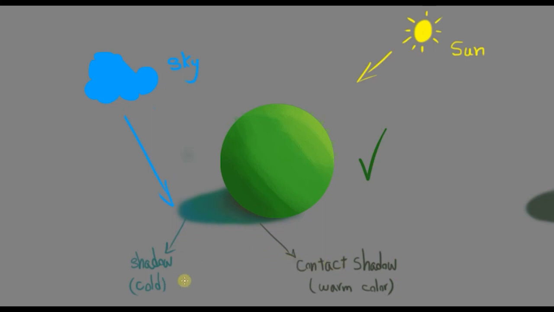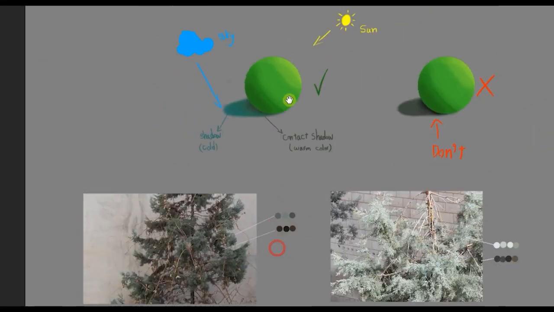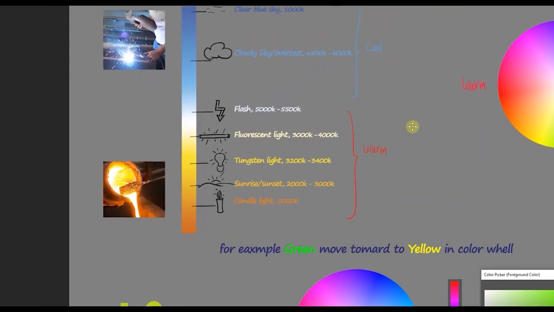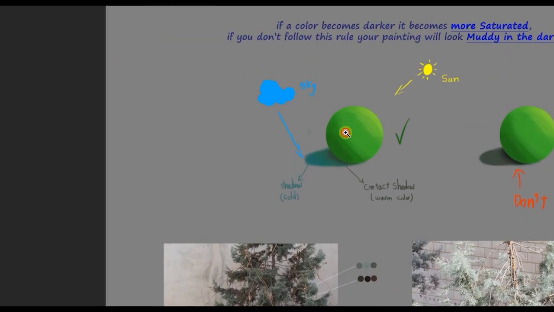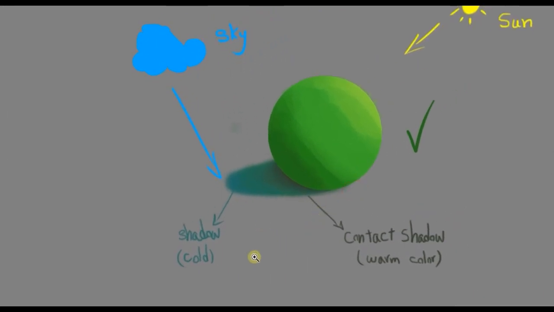What is cold and warm shadow? We will talk about it very soon. But for now, just know that this shadow is a cool shadow because of the blue light that comes from the sky. In the shadow area, we have two areas. One area is a bigger part and the other area is the smaller one. The smaller one is called contact shadow.